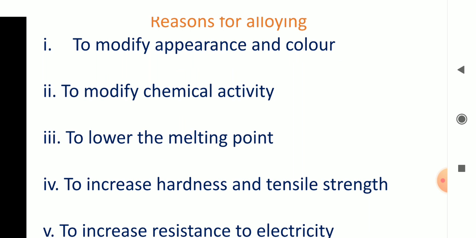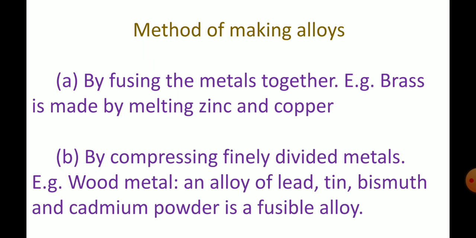What are they? To modify the appearance and color, to modify chemical activity, to lower the melting point, to increase the hardness and tensile strength, and finally to increase resistance to electricity. So these are the reasons for alloying. The next, methods of making alloys. There are 2 methods given here. Let us see them one by one.